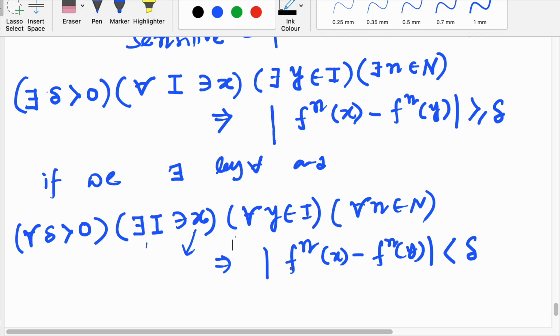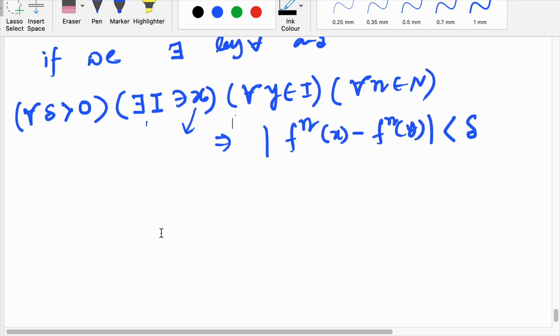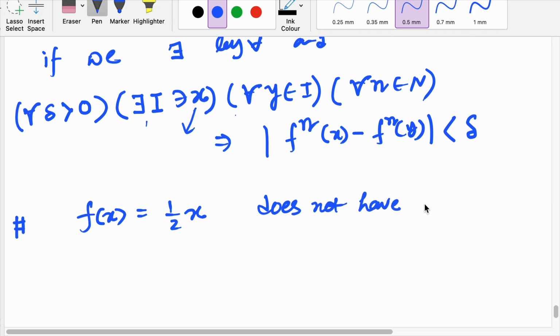Then we saw some examples. We have shown that a function which has no sensitive dependence anywhere is fine. We proved that the function f(x) equal to half x does not have sensitive dependence at 0.